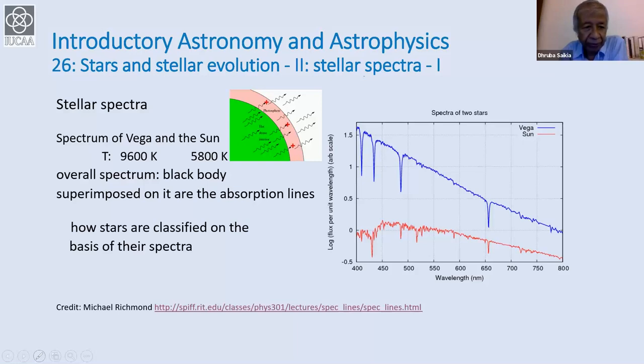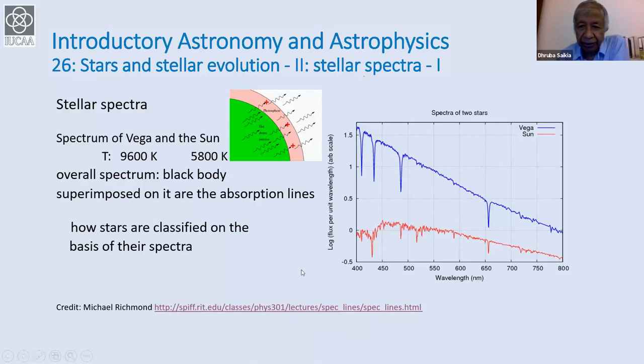So Vega has a surface temperature of roughly 9,600 Kelvin, and the Sun has a temperature, as you know, of close to about 5,800 degrees Kelvin. The overall spectrum is a black body, right? And superimposed on it are the absorption lines. Today we'll have a brief look at how stars are classified on the basis of their spectrum.